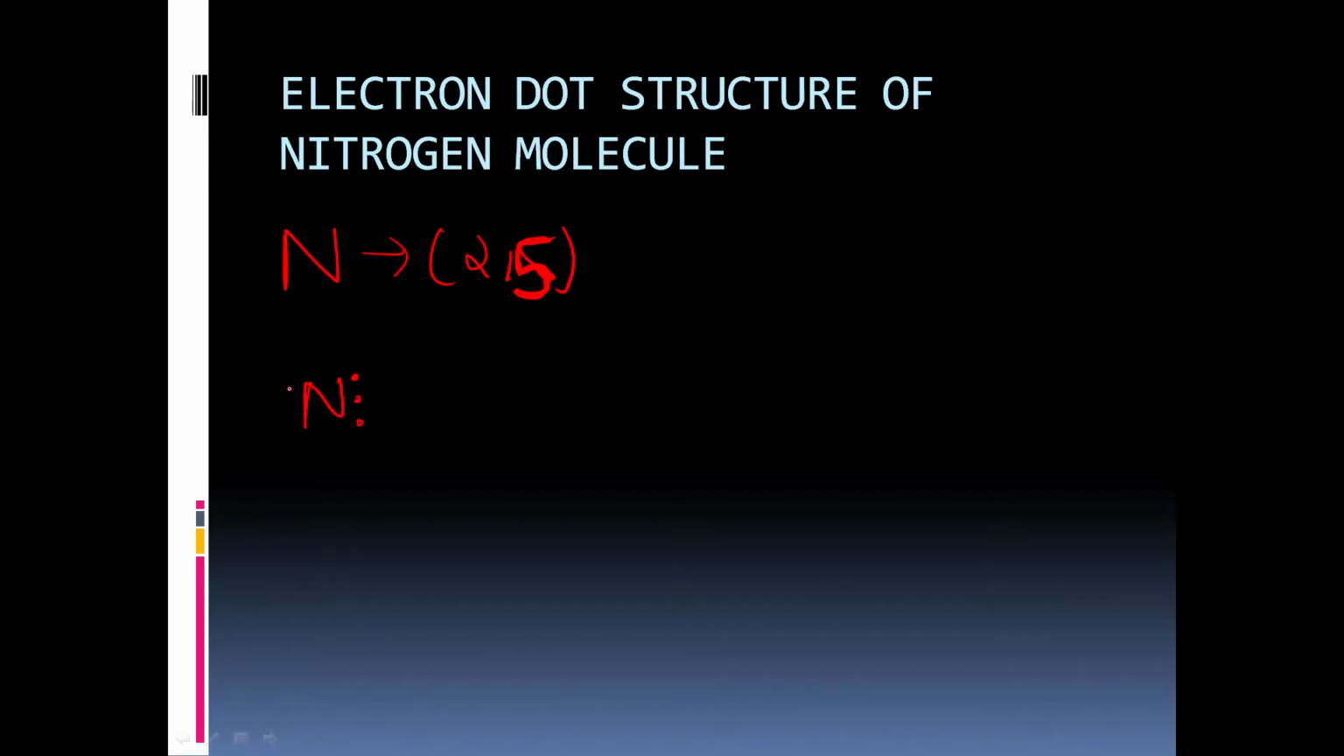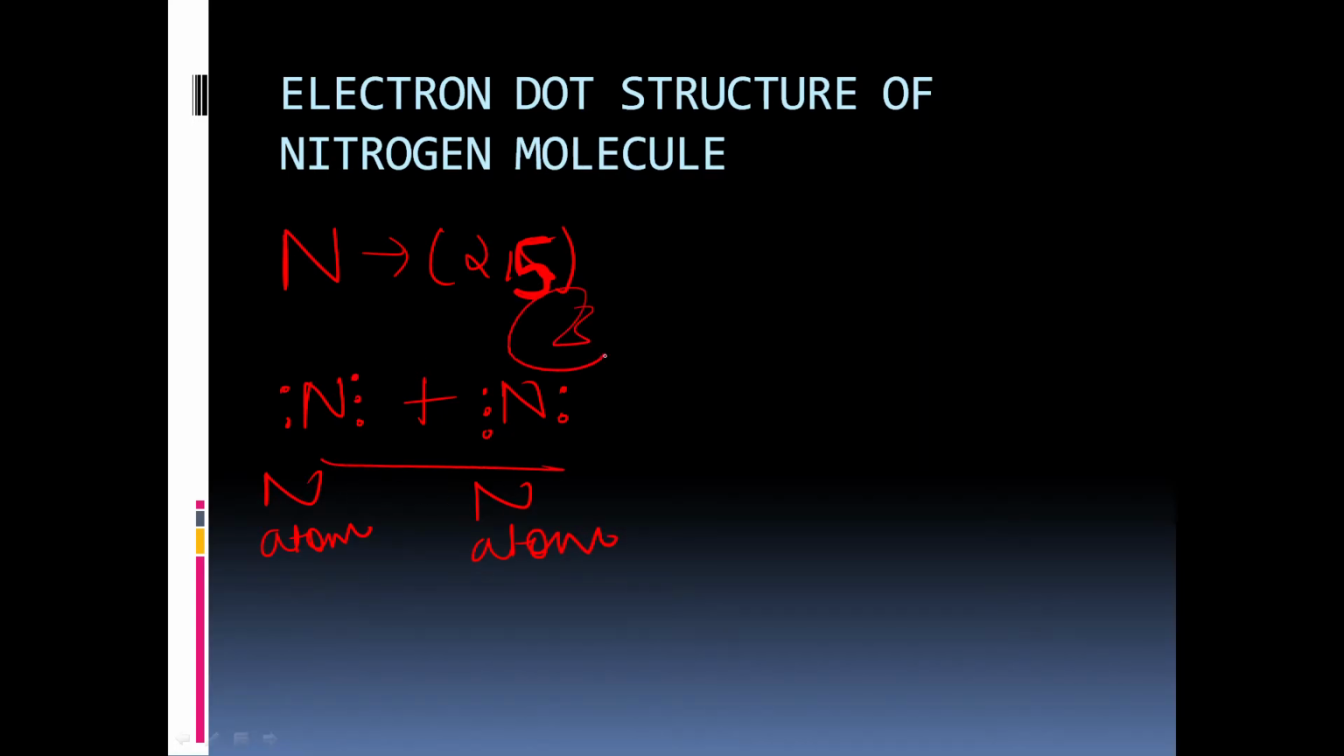1, 2, 3, 1, 2. This way will represent one nitrogen atom. Another I'm drawing, 1, 2, 3, 1, 2. This is another nitrogen atom, right? So when they both combine, see, because both of them need what? 3 electrons more to complete their octet.